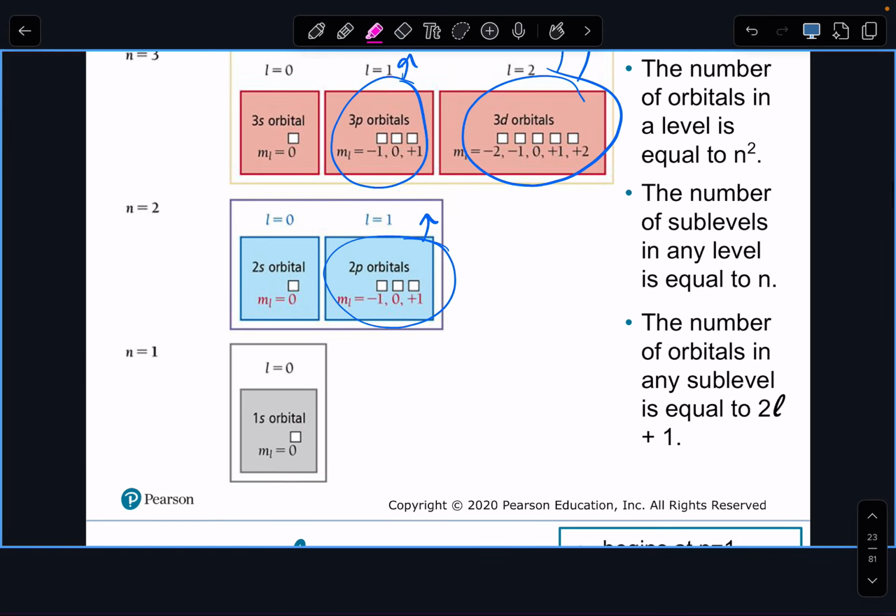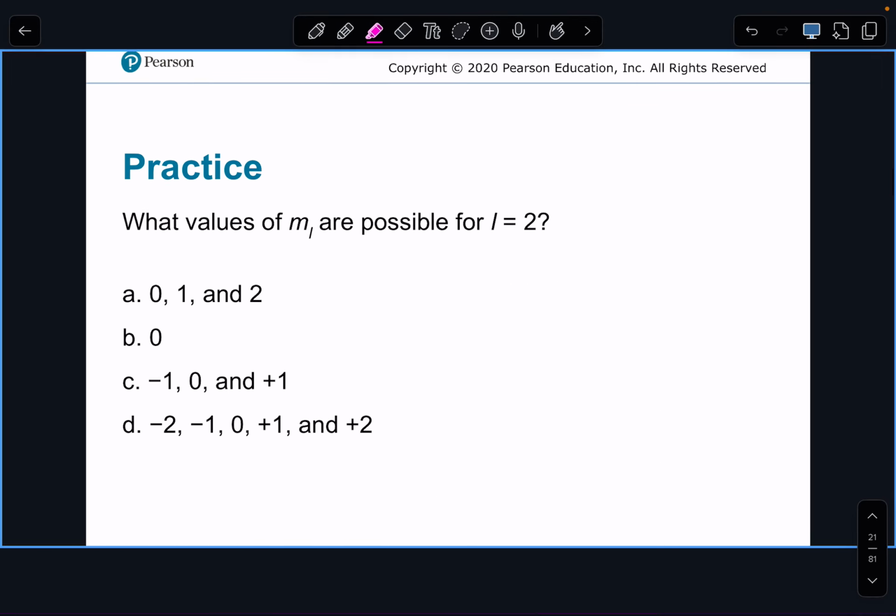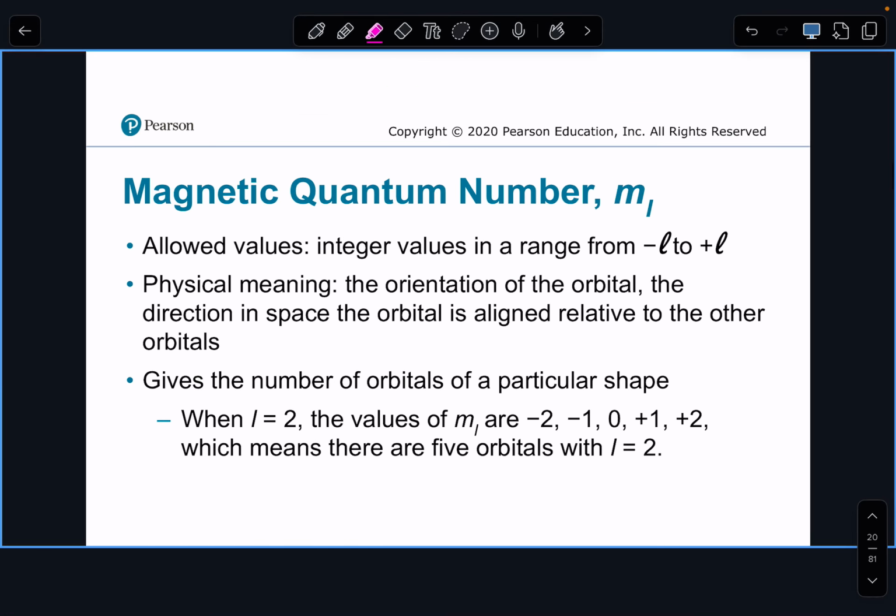Let me go back up to this M sub L description page. The physical meaning is the orientation of the orbital, its direction in space, how it's lined up and how it's different from the other ones in that same subshell. But there is no impact on energy.